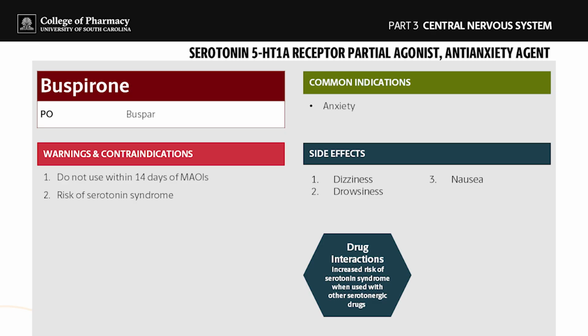Drowsiness, dizziness, nausea, and it's also got an increased risk of serotonin syndrome when it's used with other serotonergic drugs. You got to be careful of that. And if you're taking a monoamine oxidase inhibitor, you don't use this within 14 days of that.